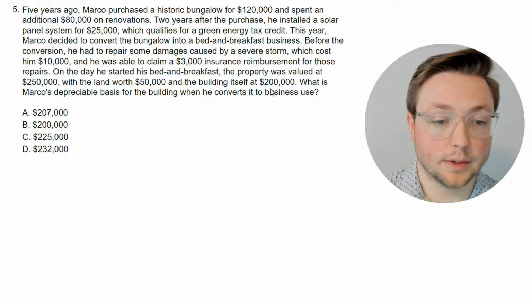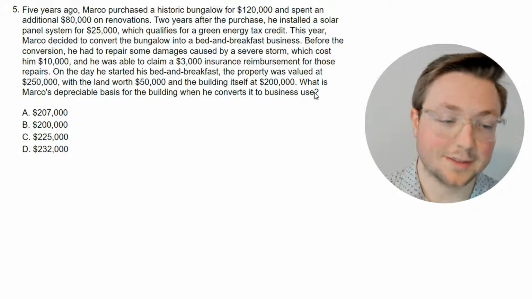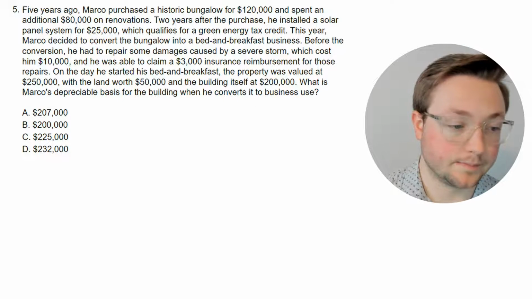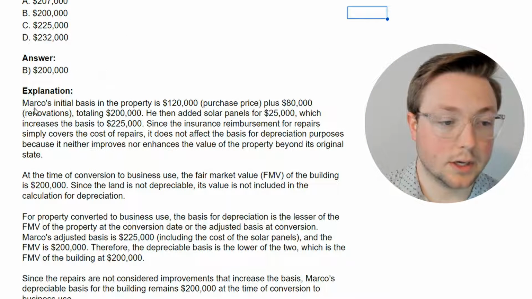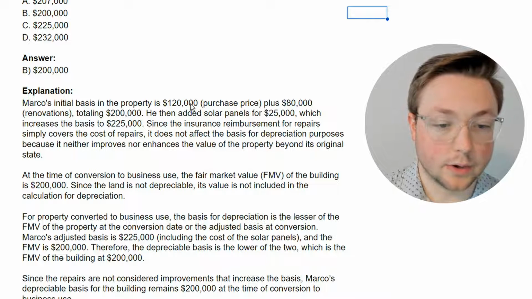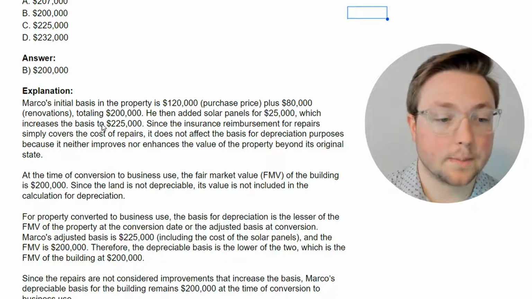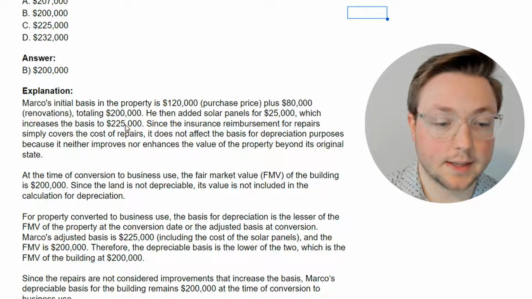Now, before we jump in, see if you can make a guess or see if you've calculated it correctly. And now we're going to look at the answer. Okay, we're right. $200,000. So again, his initial basis $120,000 plus the renovations is $200,000. Yep, the solar panels do increase the basis because it's an improvement. $225,000 basis at that point.